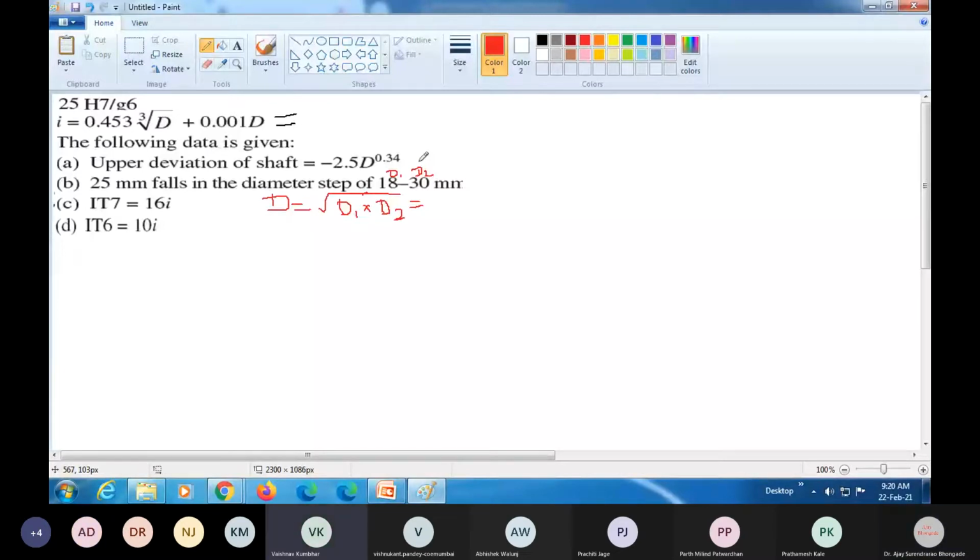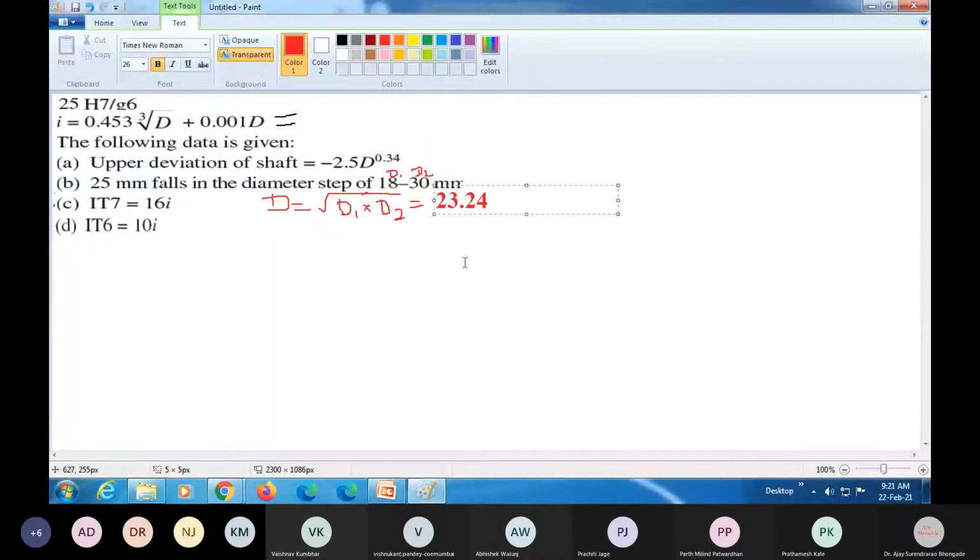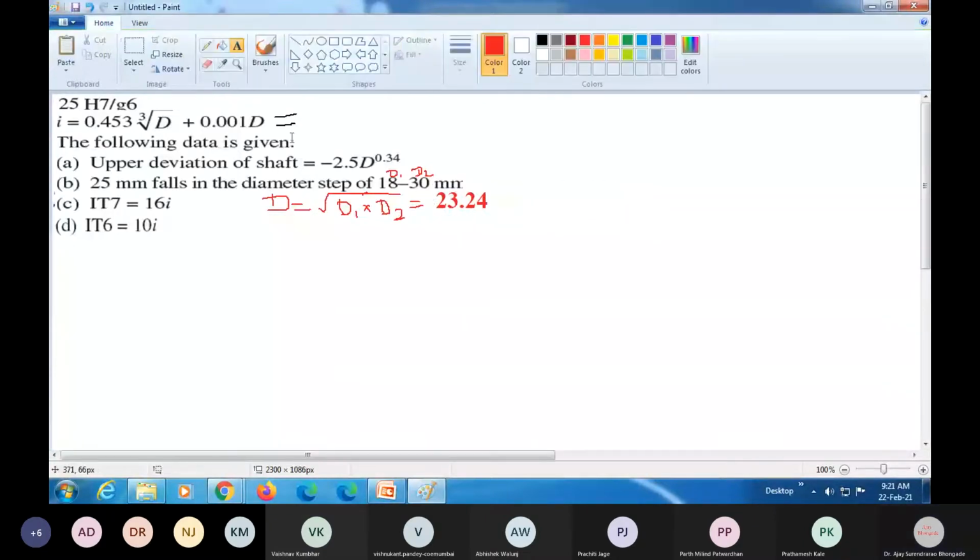23.23, sir. 23.22. So 18 into 30 and root of this, right? 23.24. So it is 23.24. This is the value of D. Okay. So accordingly, we had worked out the value of I.